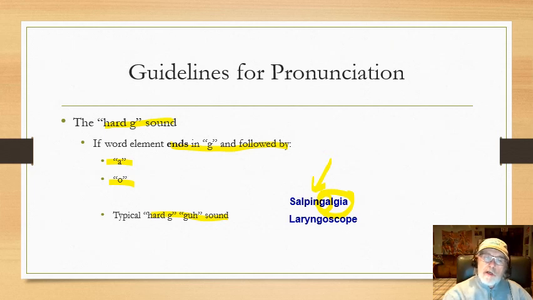Laryngoscope. Here's a G followed by an O. Laryngoscope, with a hard G sound. Okay, laryngoscope.